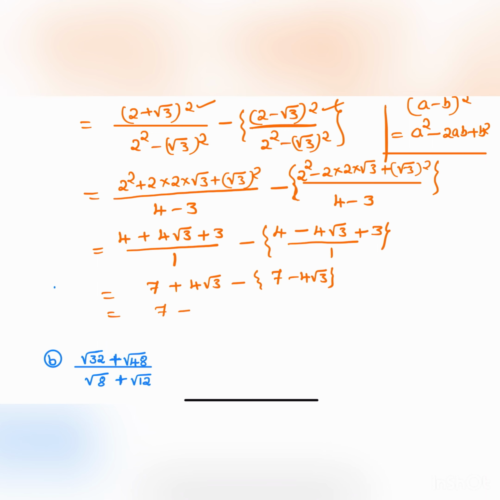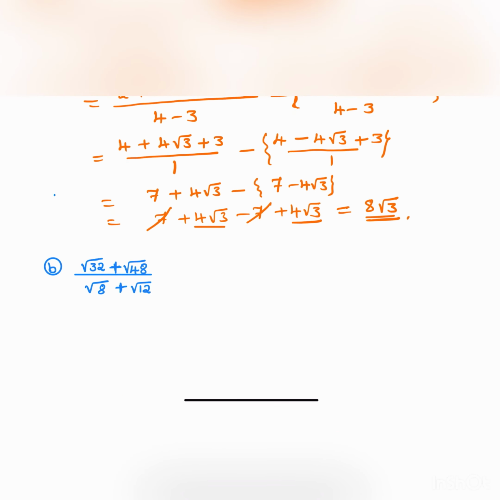And it is 7 plus 4 root 3 minus 7 plus 4 root 3. Plus 7 minus 7 cancels, and we have to add 4 root 3 and 4 root 3. It is 8 root 3. This is the answer. Let us go for the next one. It is root 32 plus root 48 by root 8 plus root 12. Let us do this.